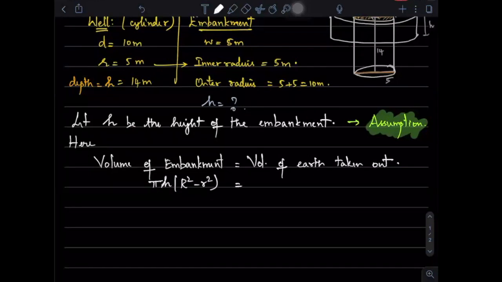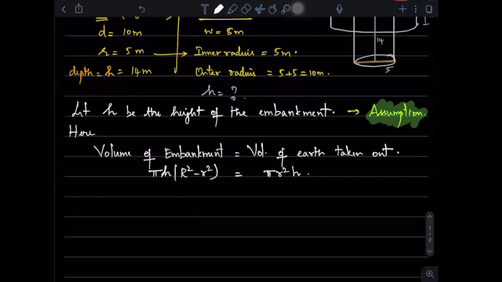What will come here, children? What do I get here? Pi r square h, that's all. So what is this radius here? Tell me. The inner radius is going to be the radius of the well volume. That is why I kept r as it is. What do I get here? Pi gets cancelled.